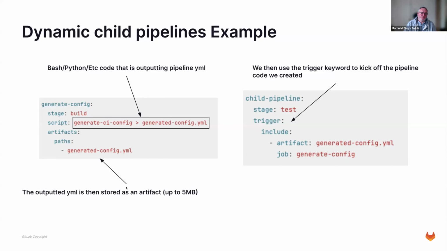Anything can go inside generate CI, any kind of business logic rules that drive how that looks. Ultimately, we create that, store it, and then use it in a subsequent job.